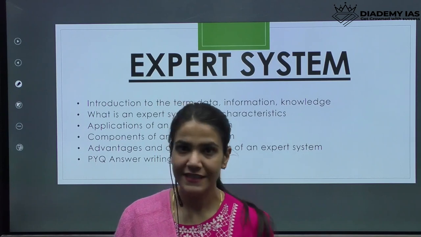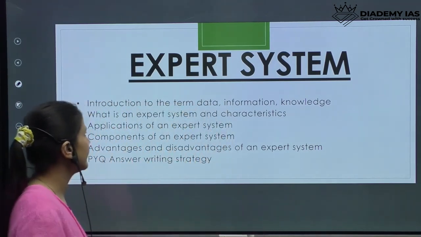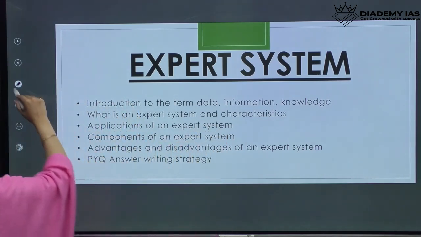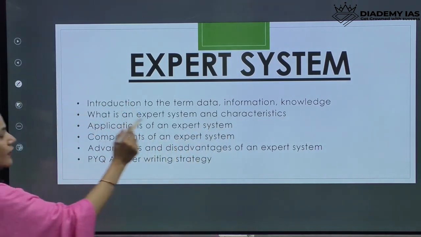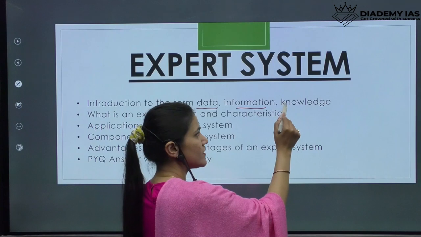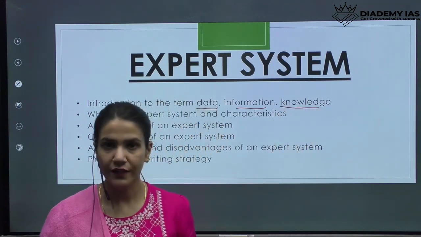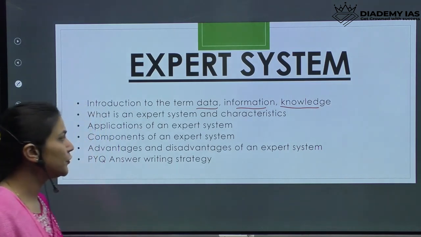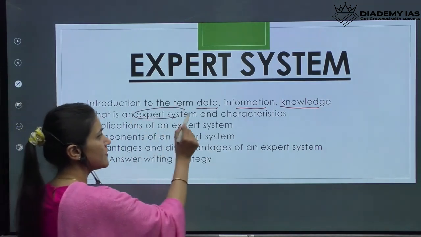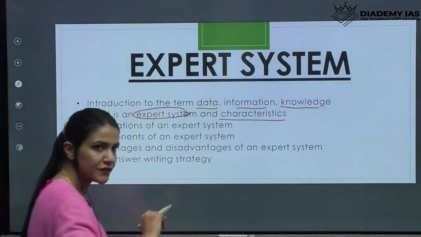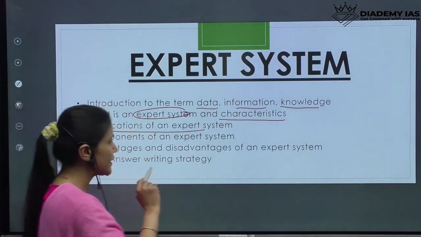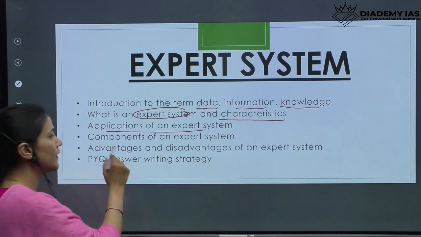Okay students, for today's session, I'm going to begin with the concept of data. Then I'm going to explain what is information and what is knowledge. Before understanding expert system, you need to know these three terms. Then I'll explain what an expert system is, what its salient features or characteristics are, then the application of an expert system. Further, we are going to understand the components.